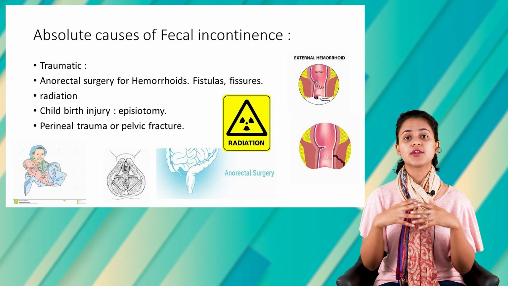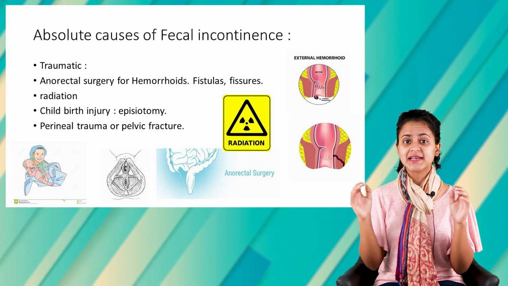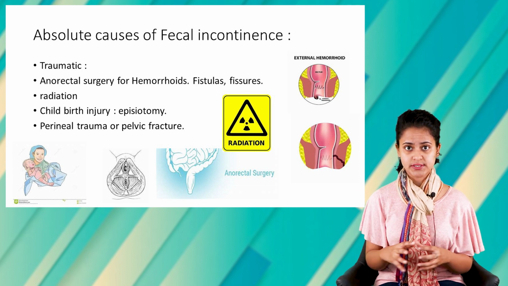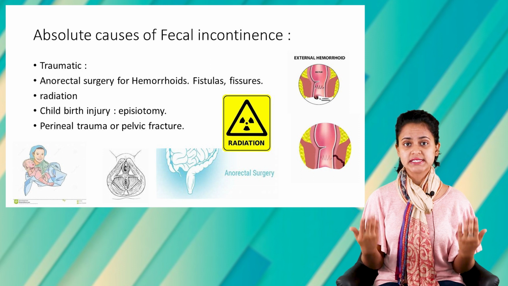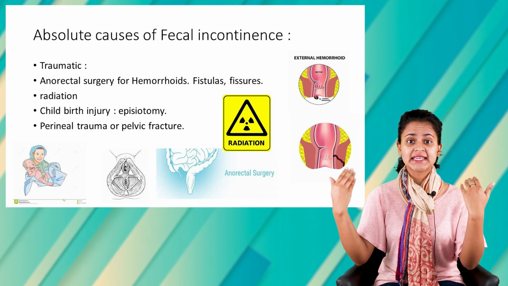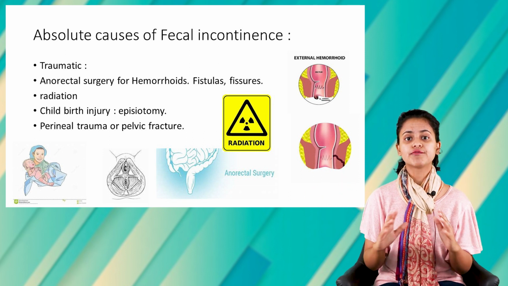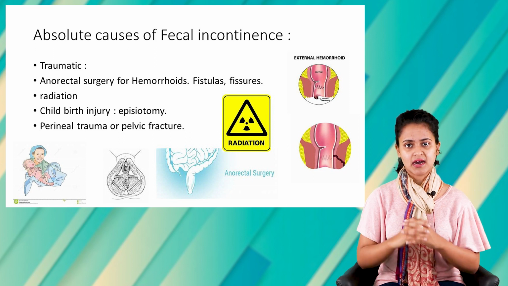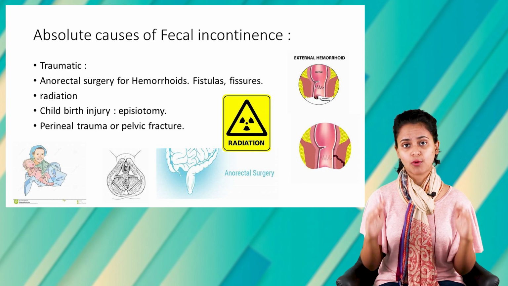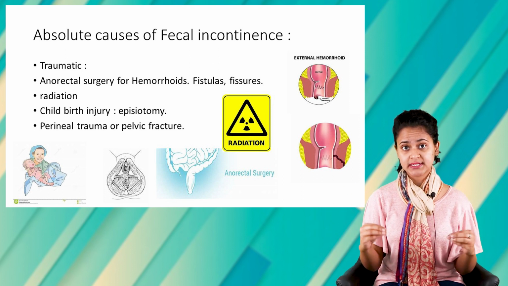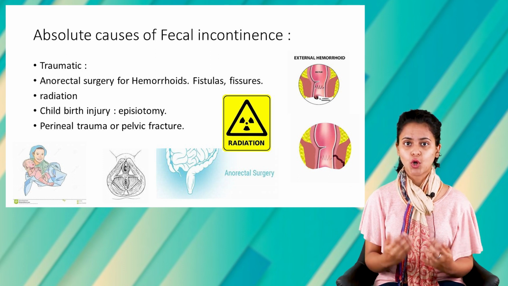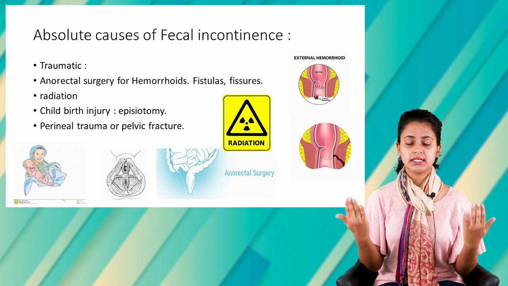So it includes anorectal surgery for conditions like hemorrhoids, fistula, even fissures. You need to understand that for a person suffering from hemorrhoids, fistula or fissures, if it gets into a severe condition, often the person needs surgical management. Basically, an anorectal surgery would be performed for the client. And definitely, it is one of the major and common traumatic causes of the development of fecal incontinence.